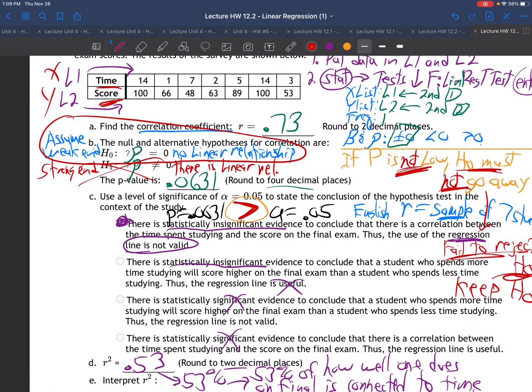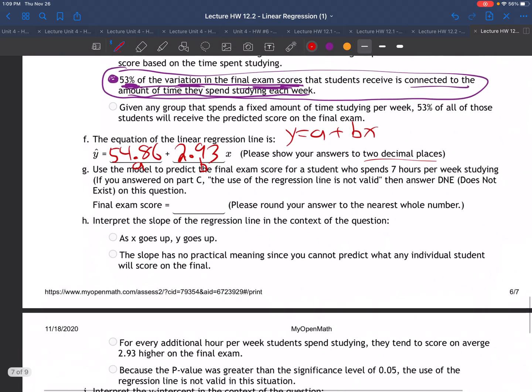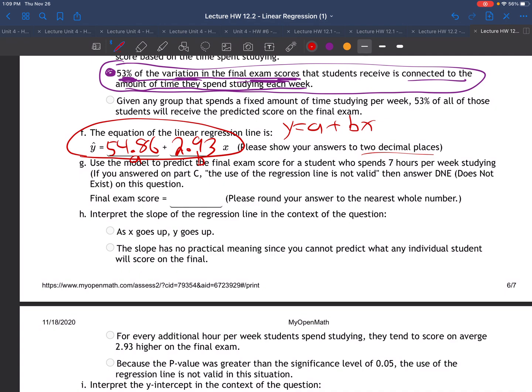Remember, this is X, this is Y. It said right here, L1 is the X list and L2 is the Y list. So L1 is the X and L2 is the Y. So time spent studying and scores, X and Y, are connected by this equation right here.